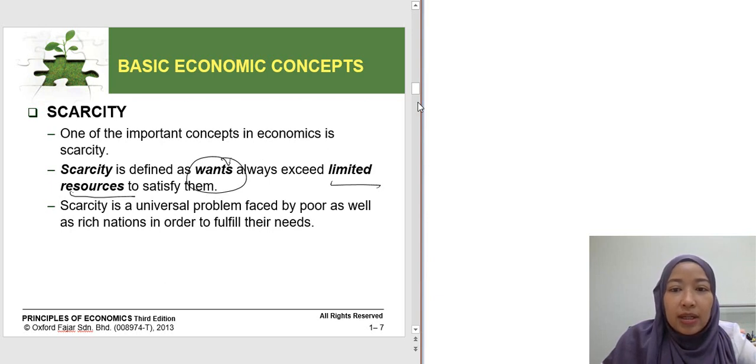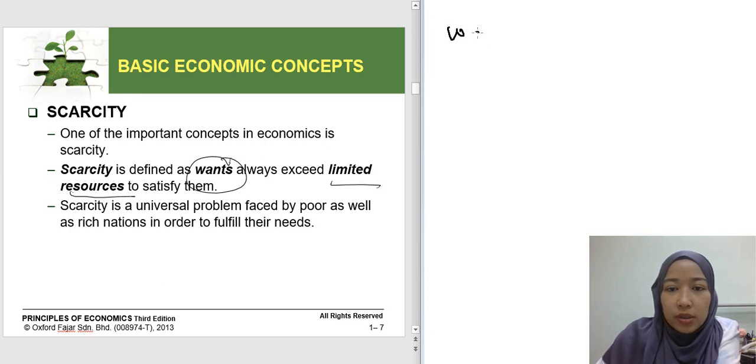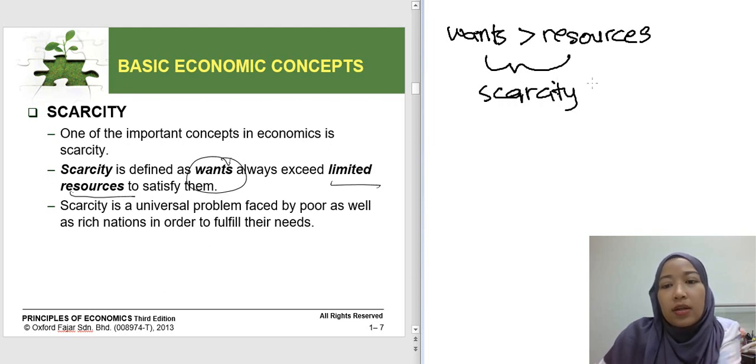Okay, so scarcity ni dalam bahasa Melayu ni kita boleh kata sebagai kekangan. Okay, kekangan yang kita ada disebabkan sumber kita terhad. Jadi kita tak boleh dapat semua yang kita mahu. Okay, so when wants are more than our resources, it means that resources cannot fulfill our wants. Okay, so this is what we call as scarcity, kekangan, sumber.